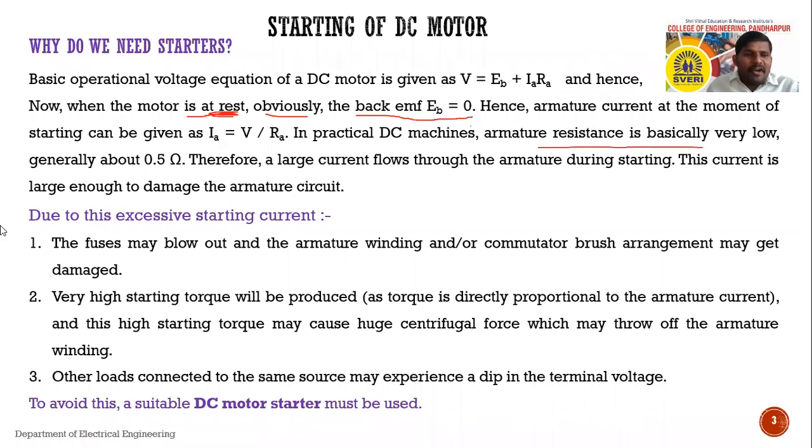So it is generally about 0.5. If we consider 0.5, the current taken by the machine will be 20 to 25 times the rated current. Therefore a large current flows through the armature during starting. This current is large enough to damage the armature circuit. So that is why we are using a starter; this is the necessity of starter.